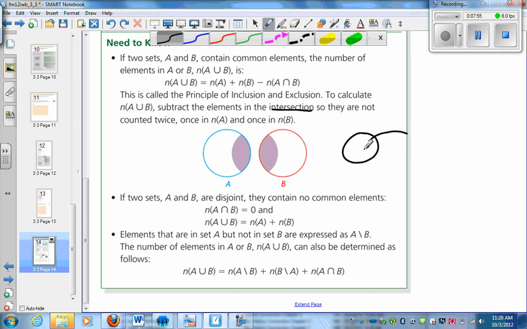The number in A union B is the number of A plus the number of B minus everything in the intersection. This is called the principle of inclusion and exclusion. To calculate the number in A union B, subtract the elements in the intersection so they are not counted twice. So in other words, if I have a Venn diagram like this and I want to know what's in all of that, I say, well, how many are in here? How many are here? Add those together, but subtract this because you've counted it twice.